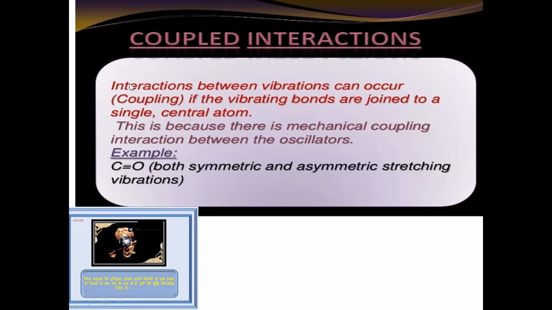So if anyone asks you what the coupled interaction is, you can say that interaction between vibrations can occur in vibrating bonds which are joined to a single or central atom. This is because there is a mechanical coupling interaction between the oscillators, and the best example is carbonyl, in which both symmetric and asymmetric stretching vibrations are present. So it is the coupled interaction.